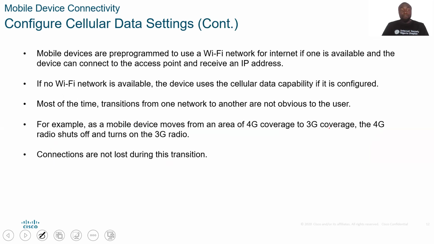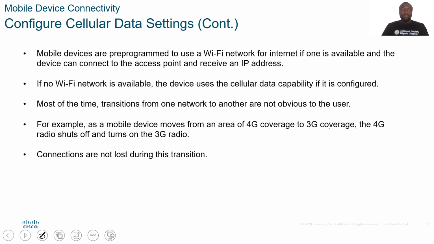Mobile devices are programmed to use Wi-Fi networks for internet if one is available and the device can connect to the access point and receive IP addresses. If no Wi-Fi network is available, the device uses the cellular data capability if it is configured. So most of the time, transitions from one network to another are not obvious to the user.